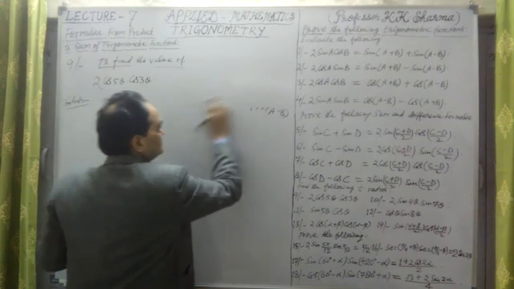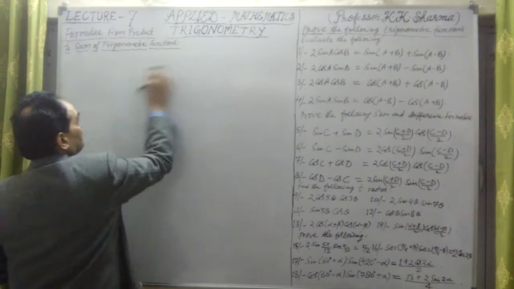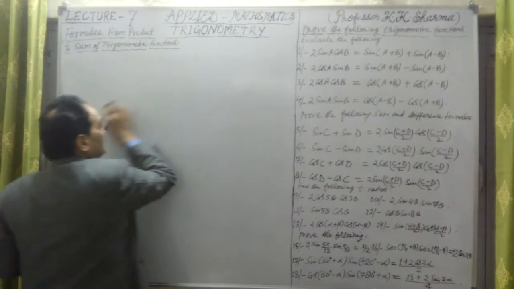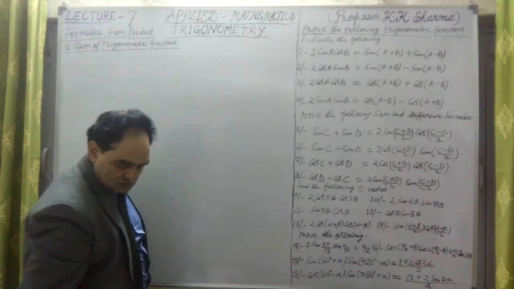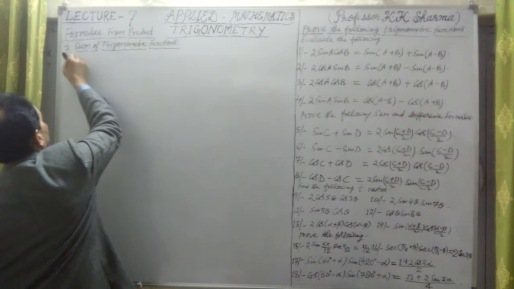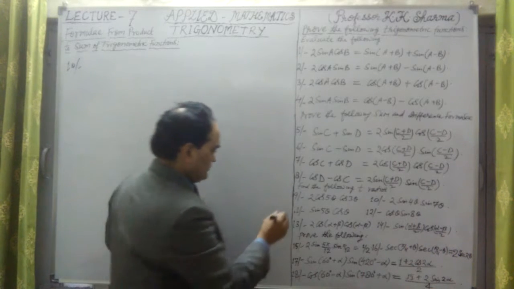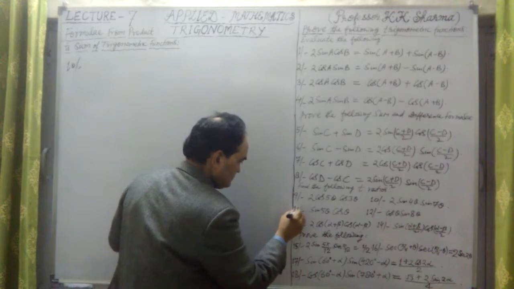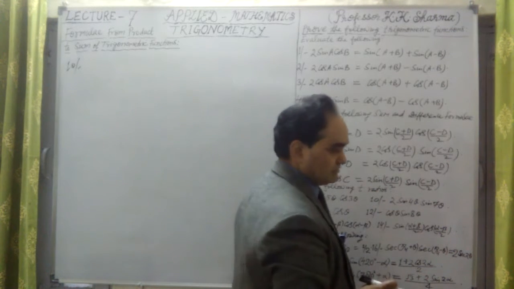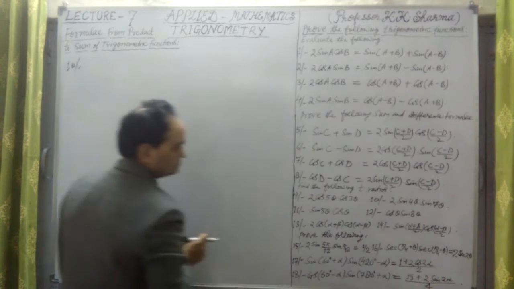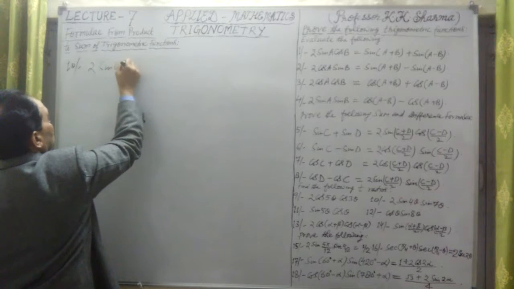Let me talk about question number 10. What does question number 10 say? Let me check. Question number 10 says: 2 sin 4 theta into sin 7 theta.